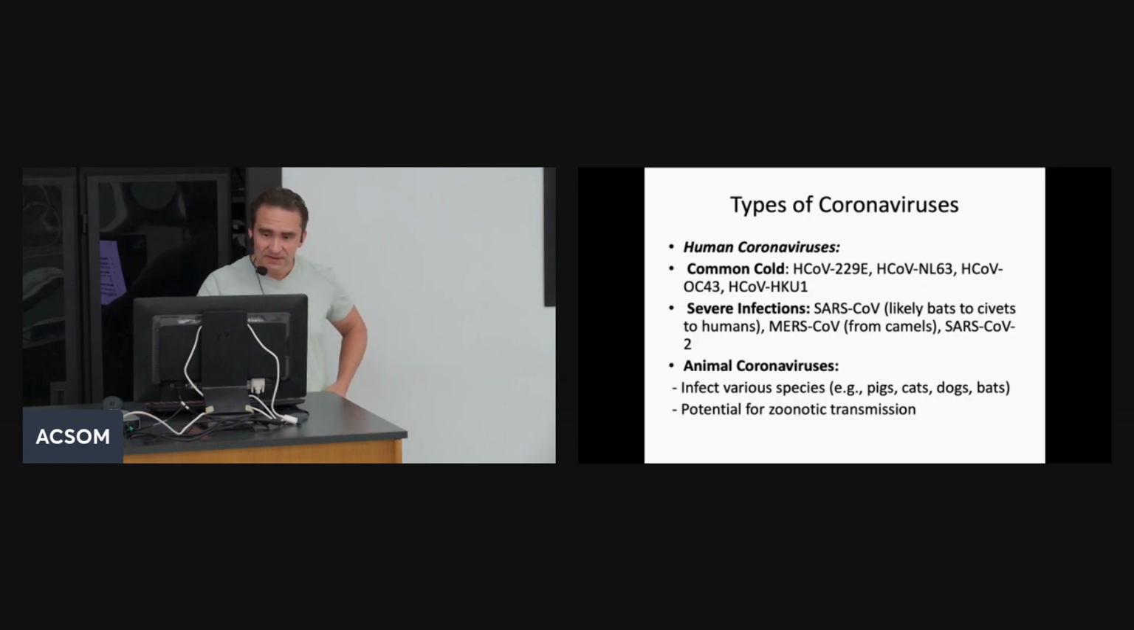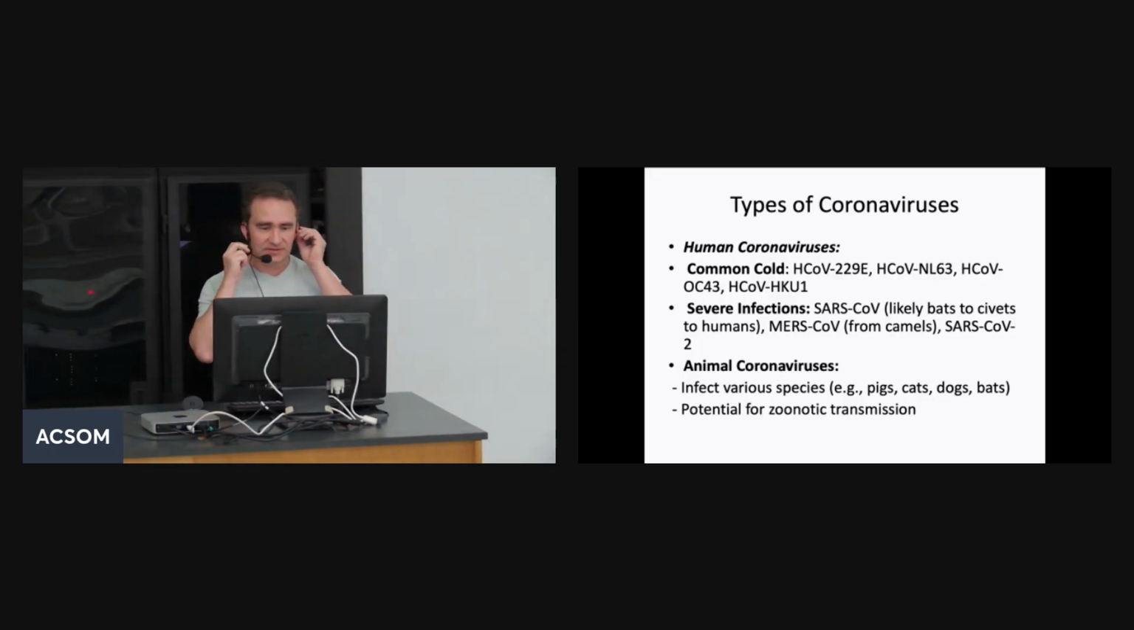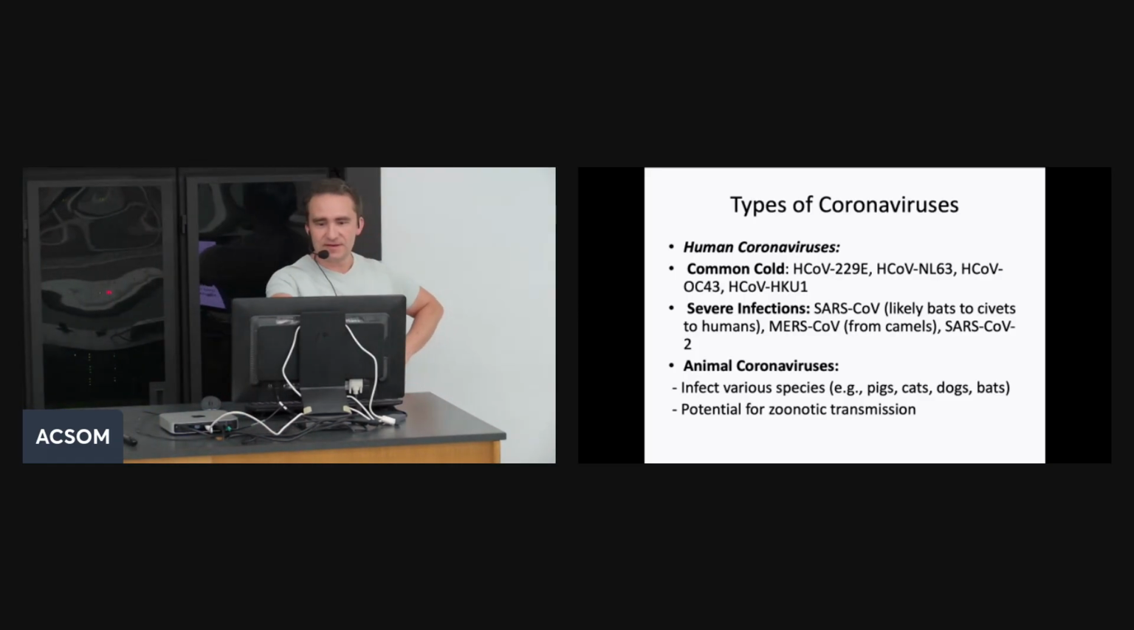So SARS-CoV-2, which is COVID-19, can cause severe pulmonary infection, and MERS can cause a severe infection. I think I made a little mistake here. One of them is SARS-CoV, the virus causing SARS, which was in Hong Kong, I think 15 or 20 years ago.